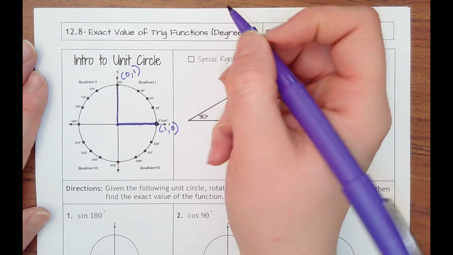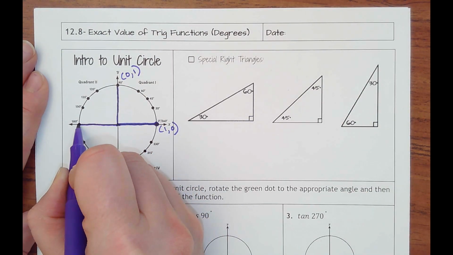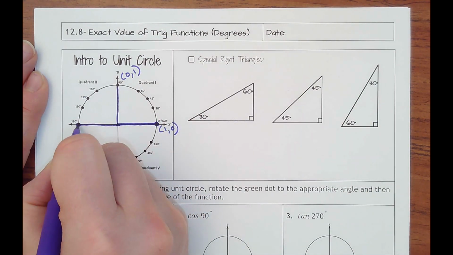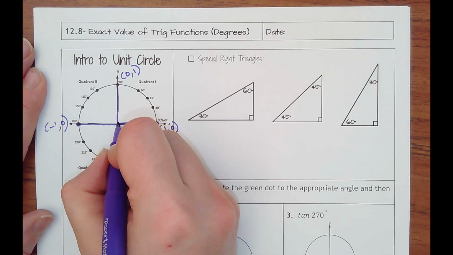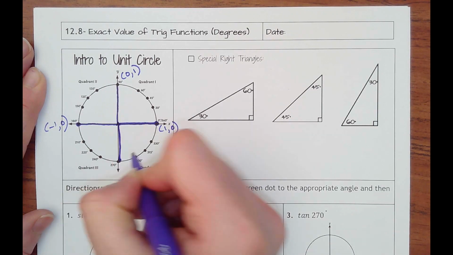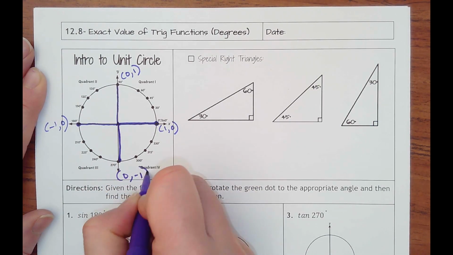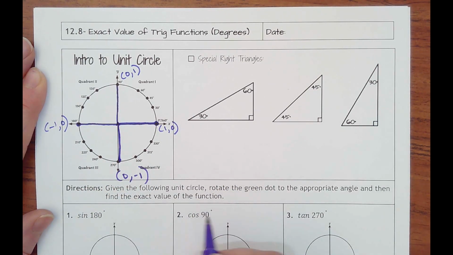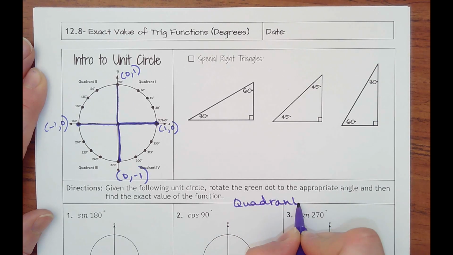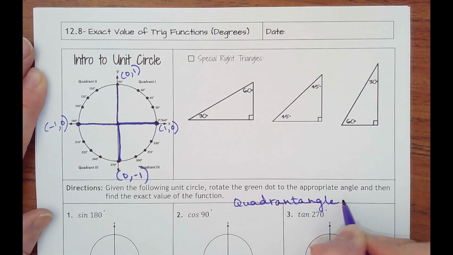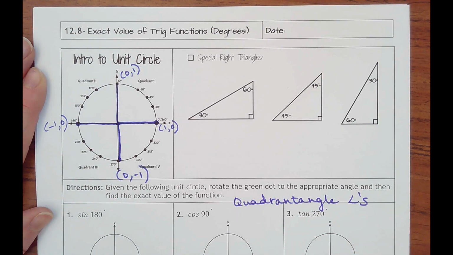And then this point back here would be going back 1, so -1, 0. And then this point down here would be going 0, -1. That's going to be important when we do number 1, 2, and 3. These are all called the quadrantal angles. Quadrantal angles.